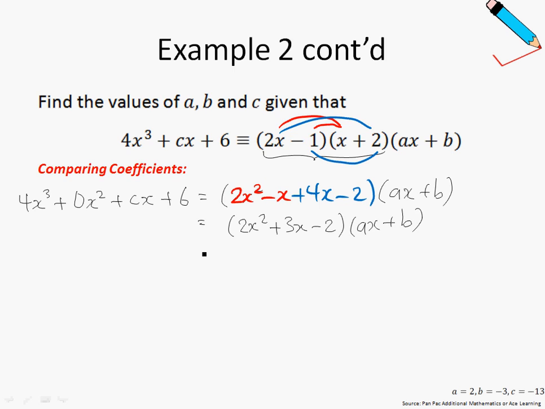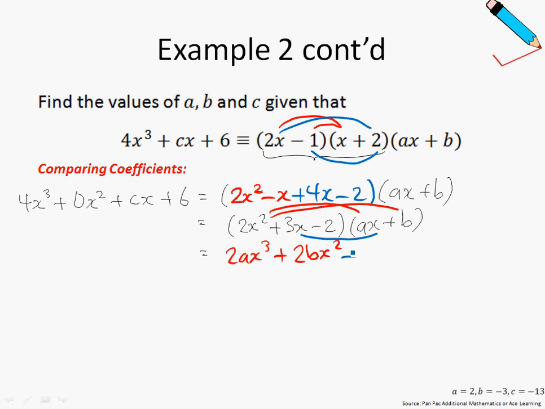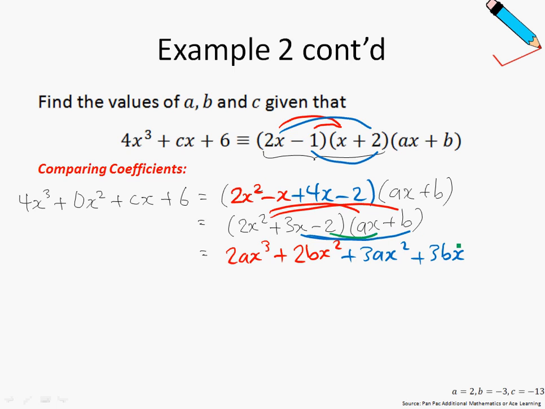And what we're going to do now is to expand it even further. So let me use two colors to show you. So 2x squared times ax will give me 2ax cubed, and then 2x squared times b will give me 2bx squared. Now 3x times ax will give me 3ax squared. 3x times b will give me 3bx. And finally, let me use a green pen now. Negative 2 times ax will give me negative 2ax. And also negative 2 times b will give me negative 2b.